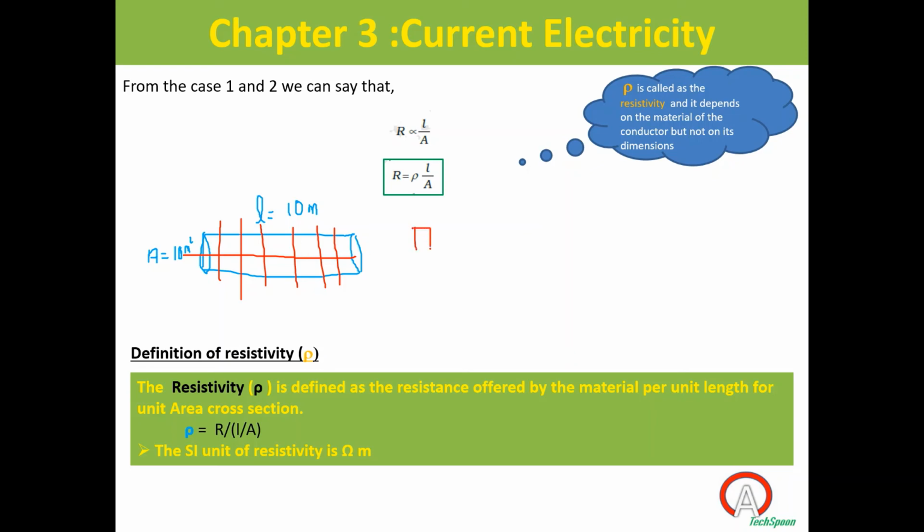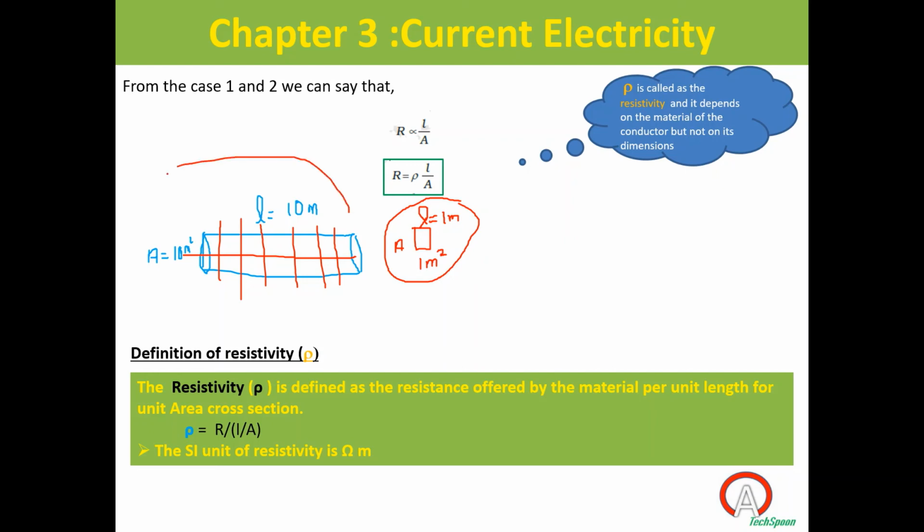So suppose this is one piece. What will be the length of this piece, Joshua? Sir, 1 meter. 1 meter, right? What will be the area of cross section of this? 1 meter square. Okay. So this is a unit piece. After cutting into 10 equal pieces, I am taking one piece. That one piece has a dimension of 1 meter length and 1 meter square area.